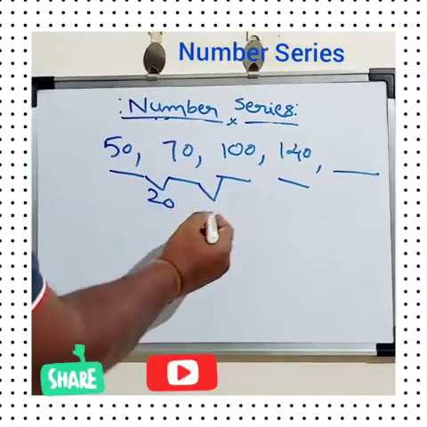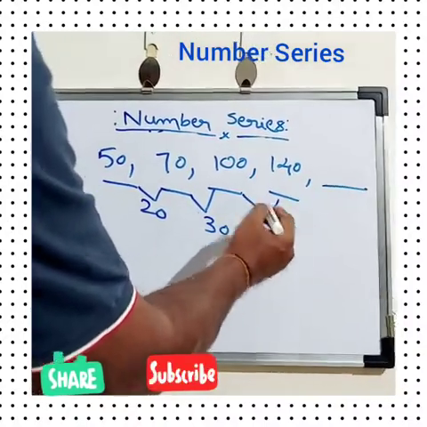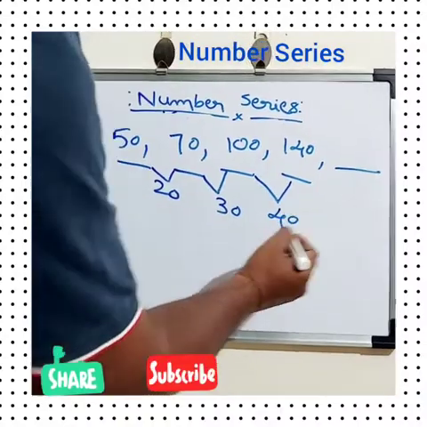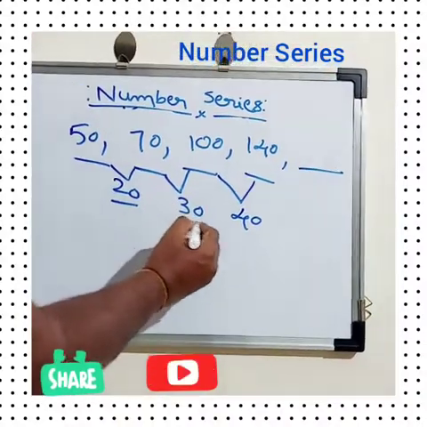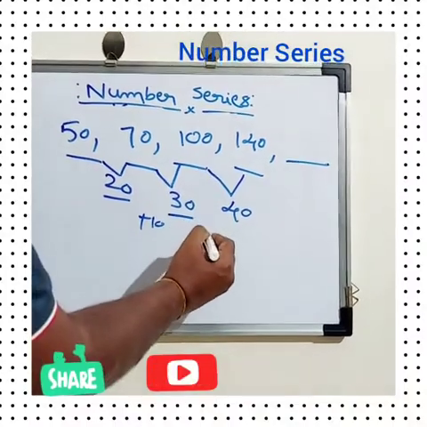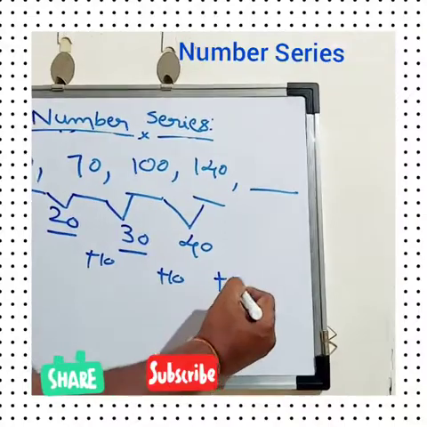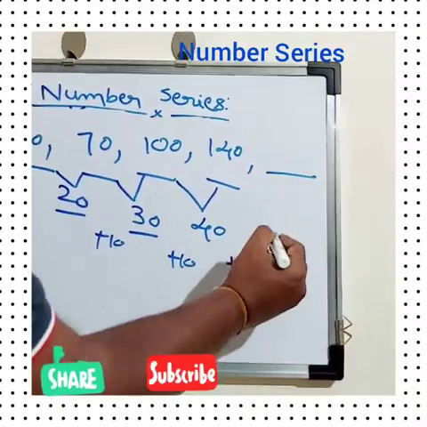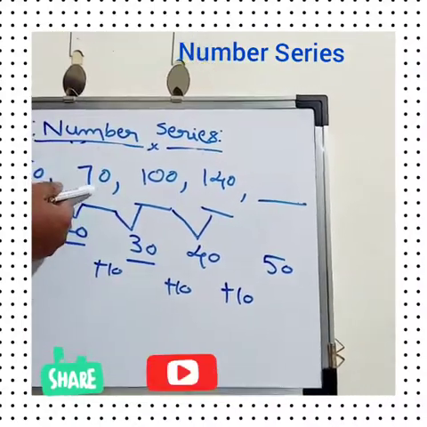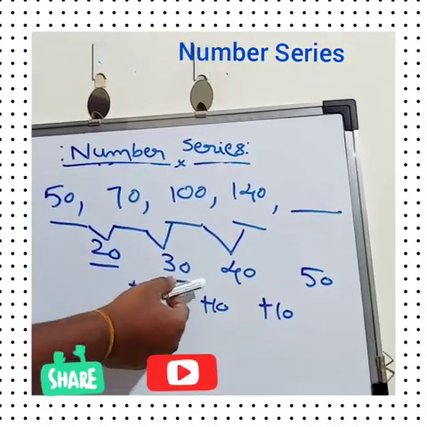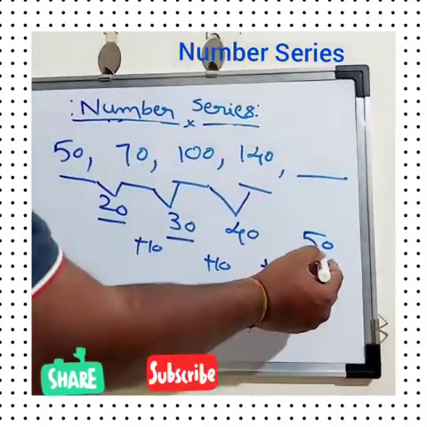That is 30. What is the difference between 140 and 100? That is 40. So if you see the logic, the difference is increased by 10 every time. So the next difference will be what? 40 plus 10 is how much? 50. Why are we adding 10? Every time the difference between the numbers is getting increased by 10. 30, 40, 50. So the next difference should be 50.